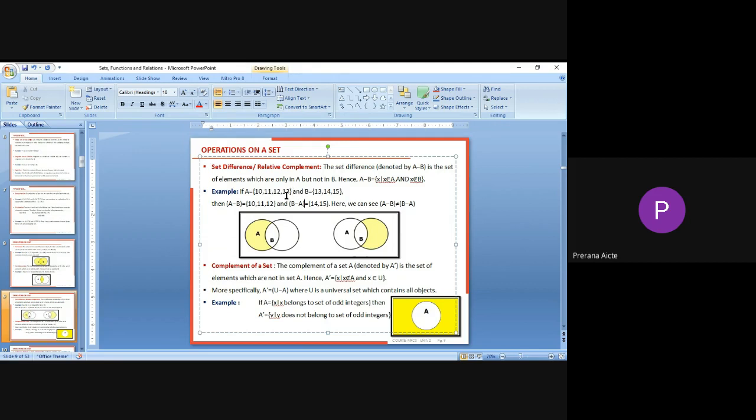So if you observe here the A minus B and B minus A property, the result we are getting is that A minus B is not equal to B minus A. Always it will be true for any given sets.